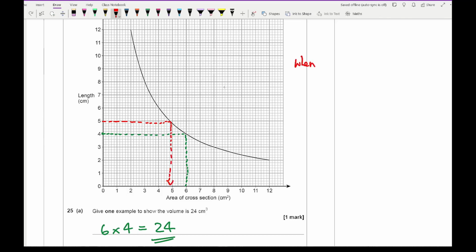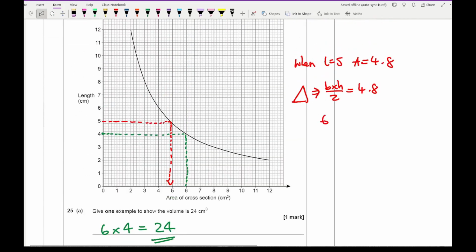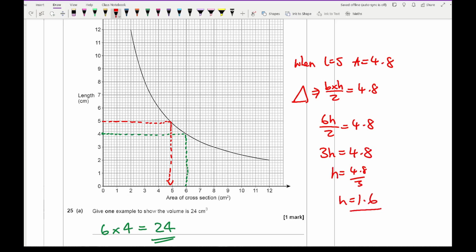So when the length equals 5, the cross-sectional area equals 4.8. Now, the cross-sectional area of a triangular prism is a triangle. So here I've got B times h divided by 2 equals 4.8. Now I know that the base of the triangle is 6. So here I've got 6h divided by 2 equals 4.8. So I get 3h equals 4.8. And then h equals 4.8 divided by 3. So h equals, and typing that into the calculator, I get an answer of 1.6.